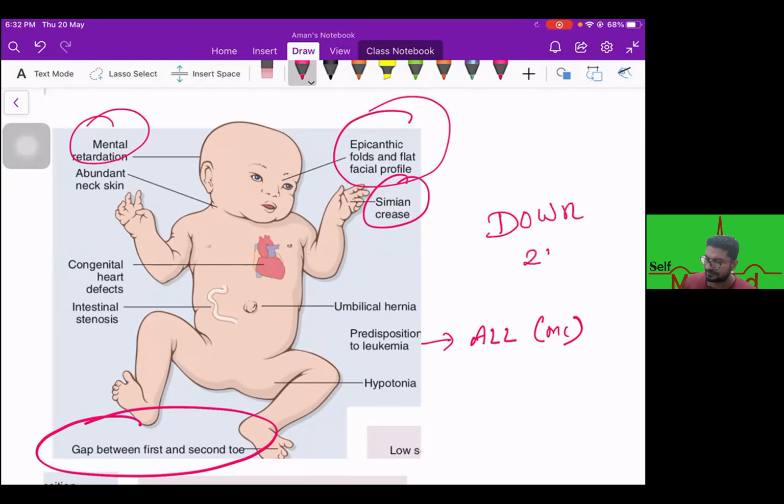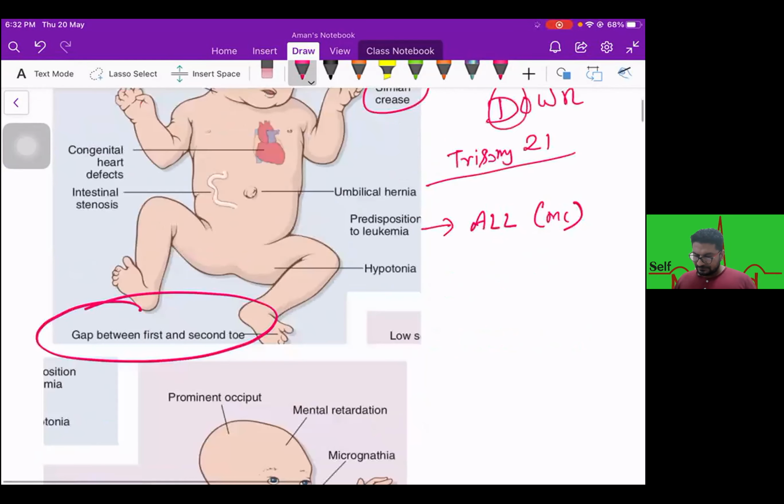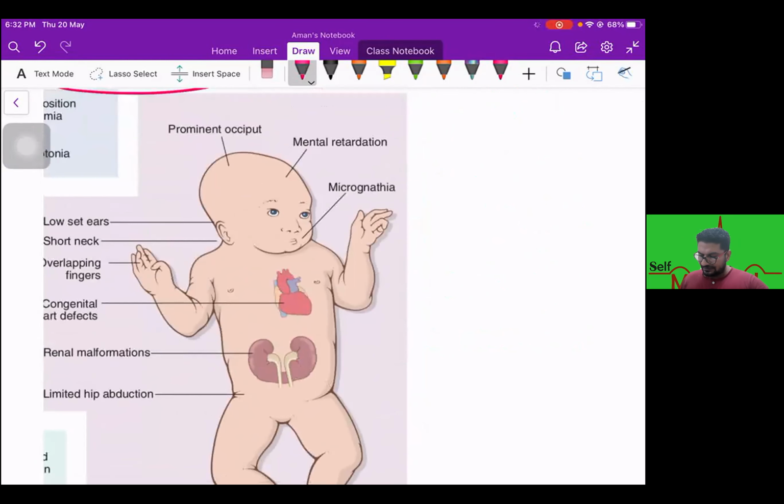We know the chromosome number, it is a trisomy at chromosome 21. So remember, D for drinking age, D for Down. Drinking age means daru pine ki age. Drinking age is 21. If I say the next feature, you can see micrognathia, low set ears, overlapping fingers.